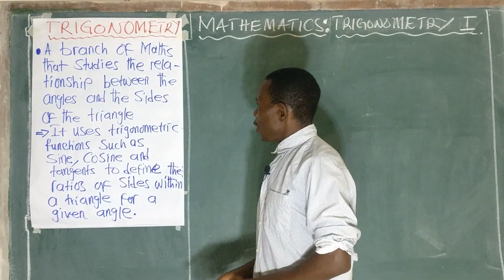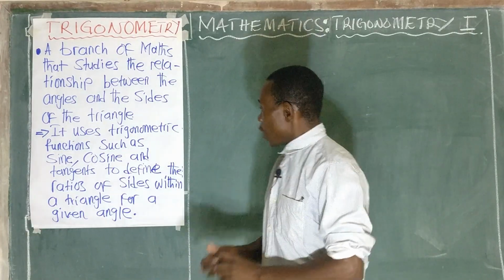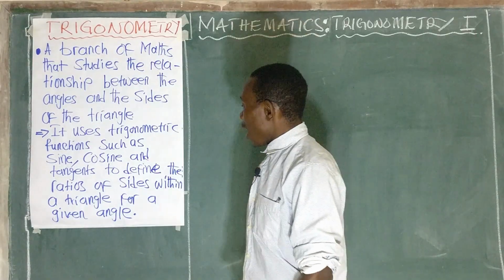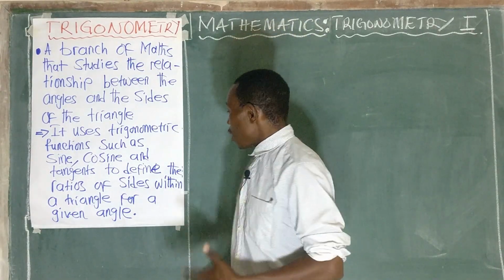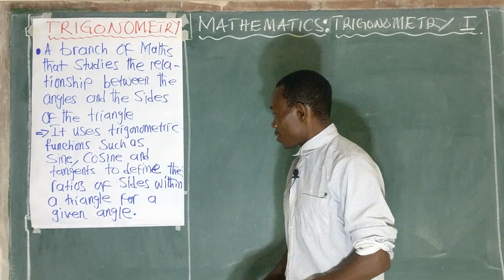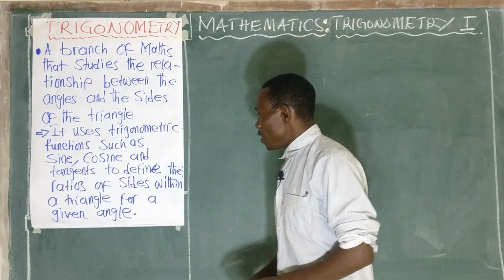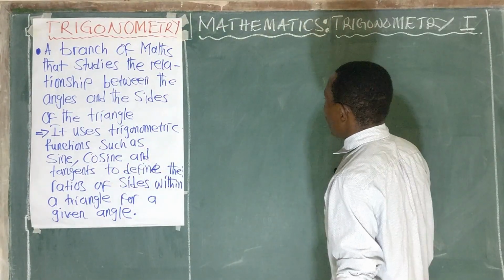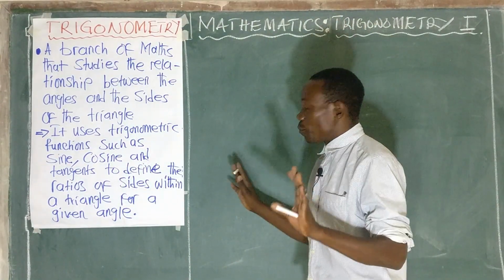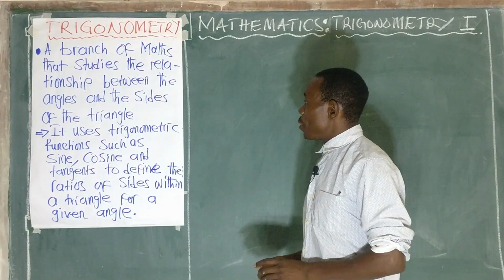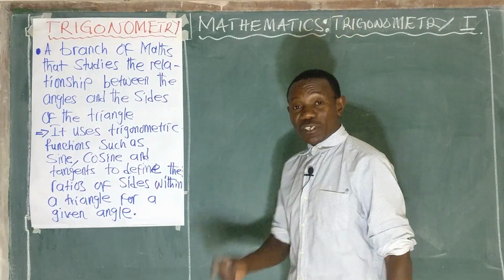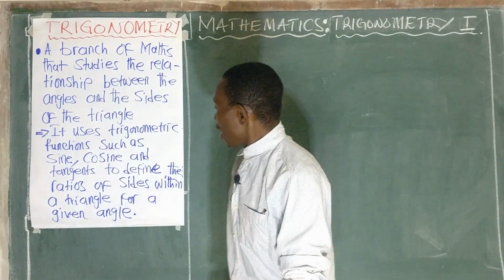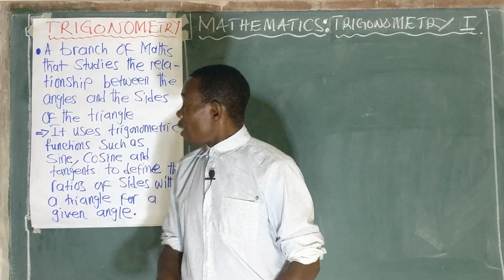This branch uses trigonometric functions such as sine, cosine, and tangent in order to define the ratios of sides within a triangle for a given angle. So what it means is that everything we do is about the triangle, where we'll be working out problems related to the triangle, in which we'll be using the sine, cosine, and tangent functions.